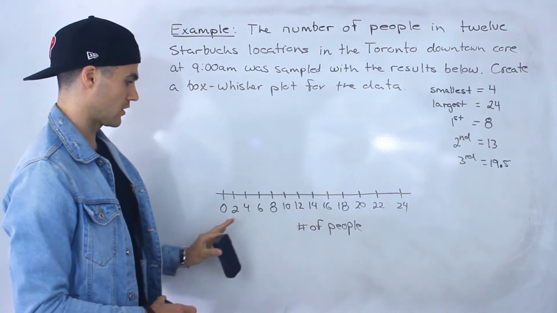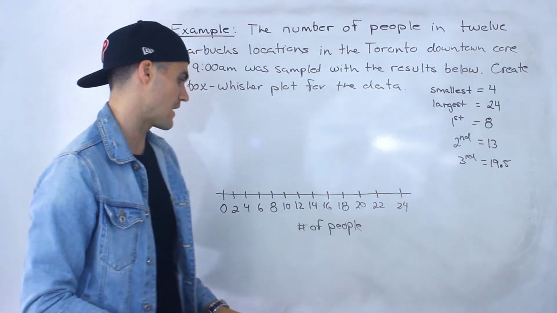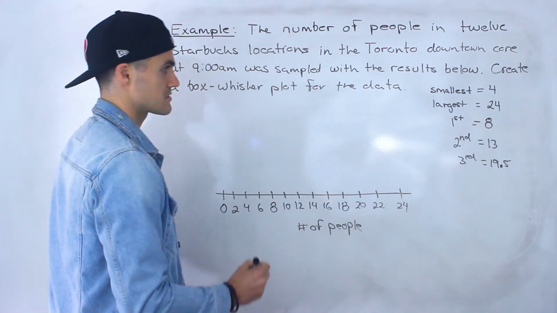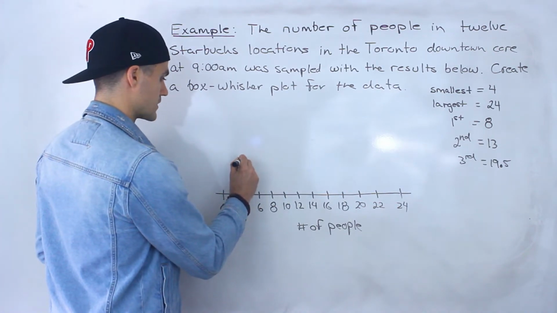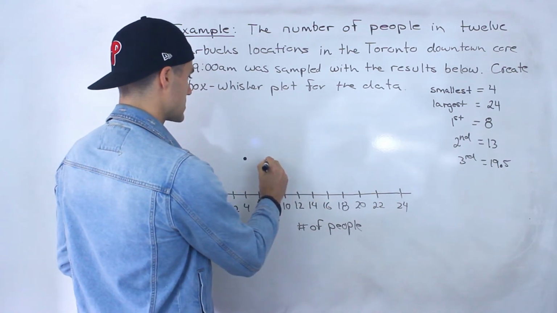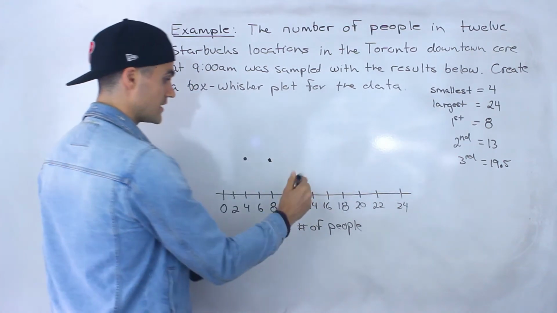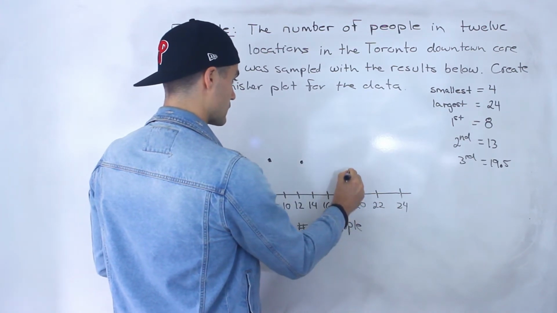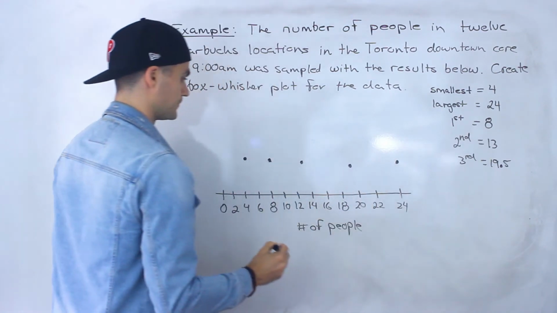So I made a scale over here that's going up by 2s from 0 all the way to 24, because that's where the largest value is, and it represents the number of people. So I have the 5-number summary here, so let's make this plot. So the smallest number is 4, so we're going to start right there. The first quartile is going to be 8, should be here. The second quartile, or the median of all of the data, is going to be at 13, which would be here. Then we'll have 19.5. And then we'll have the largest value, 24.